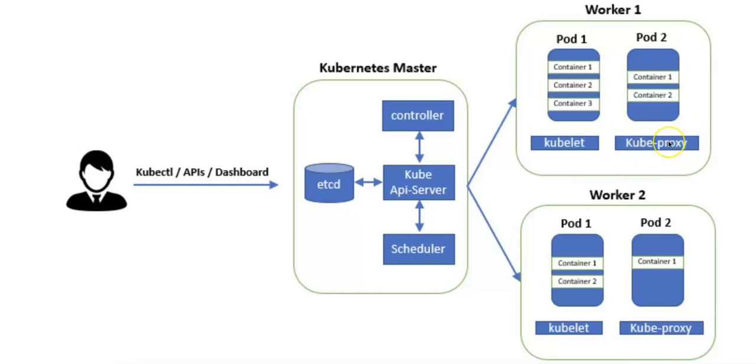Next, we have the kube-proxy, and its main role is to handle network communication within and outside the cluster. So it will manage network rules and load balancing for the pods running on the worker node, and it ensures that traffic between pods, services, and external requests is routed correctly. So an example might be if a pod on worker 1 wants to communicate with a service running on worker 2, the kube-proxy will handle the routing of all that traffic.